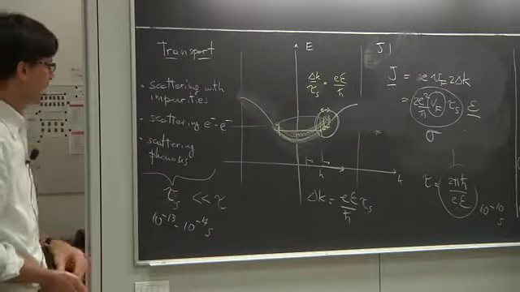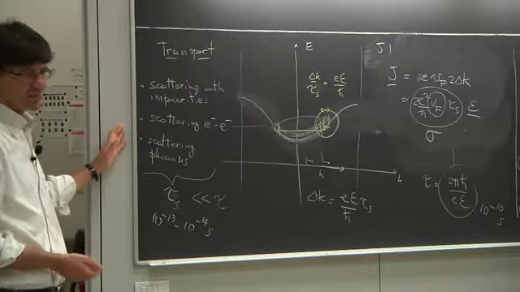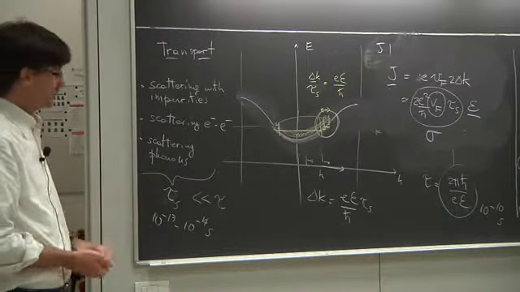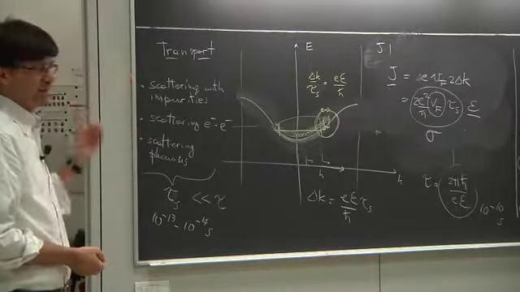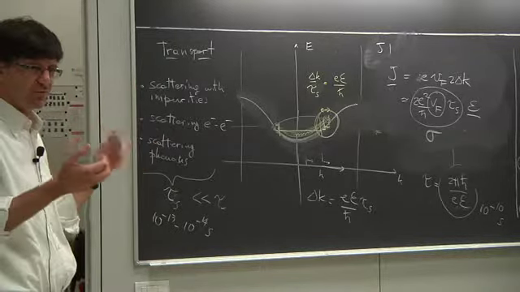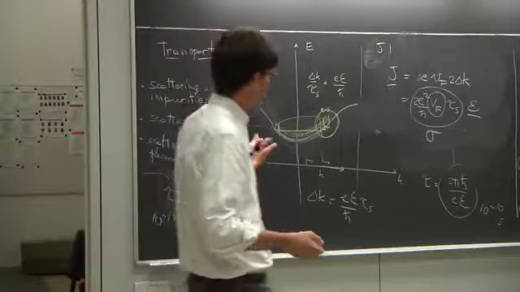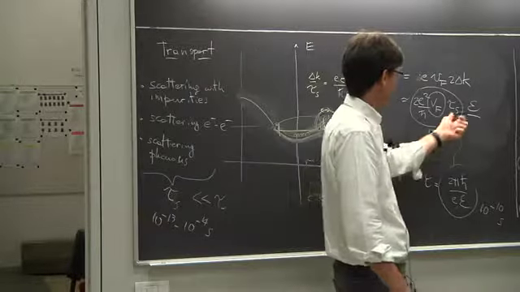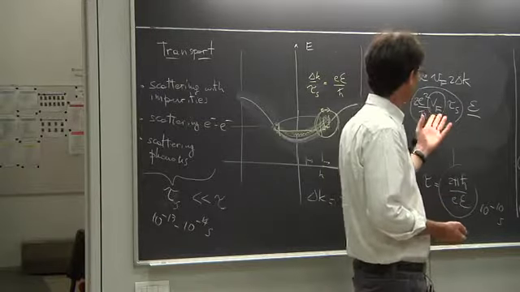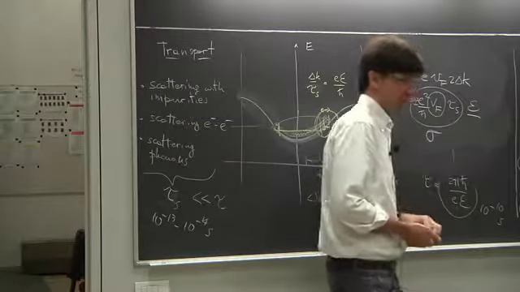Okay? Of course, I'm oversimplifying the discussion here because I'm assuming that there is a single scattering time. In fact, there may be many scattering times, and the scattering times may depend on where I am on the Fermi surface and so on and so forth. But here, for a simplified discussion, I can assume there is just one scattering time. It's for us to understand the physics of the problem. And the conductivity is proportional to the scattering time.